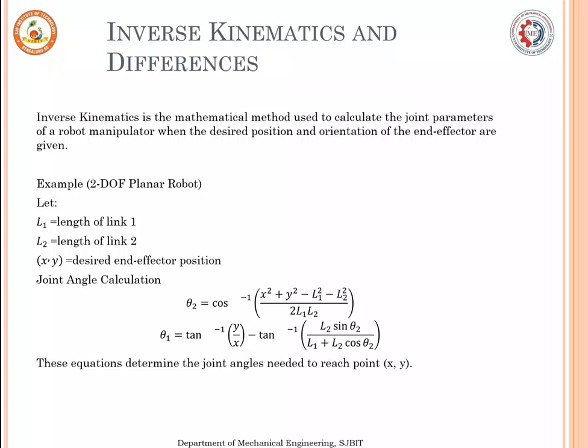So here the link lengths L1 and L2 are considered, and x and y are the desired position of the end effector. We perform the joint angle calculation, theta 1 and theta 2, which are to be calculated. Theta 1 and theta 2 can be calculated by the equations derived for inverse kinematics. To reach the end point, that is the xy position, you are supposed to determine the joint angles needed to reach each point with respect to xy coordinates.